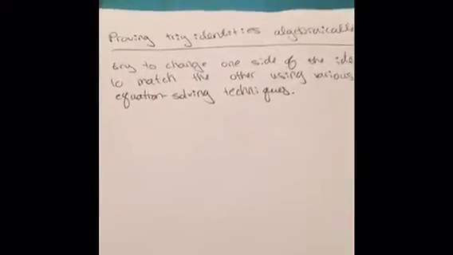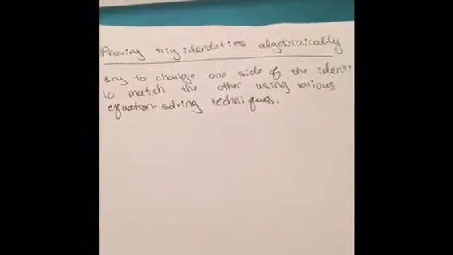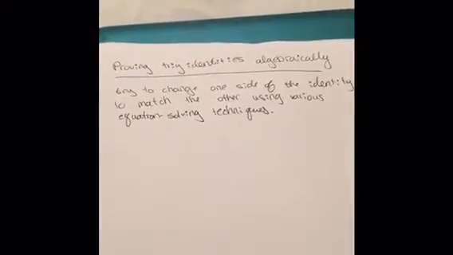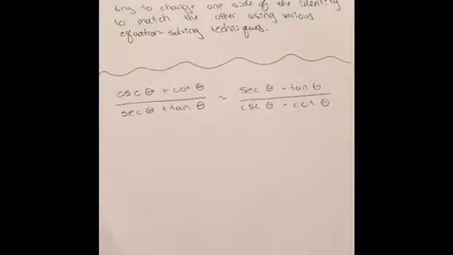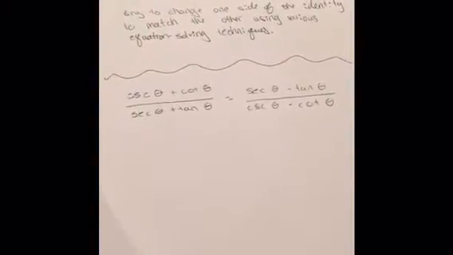In order to prove trig identities algebraically, one must try to change one side of the identity to match the other using various equation solving techniques. This is an example of a trig identity.